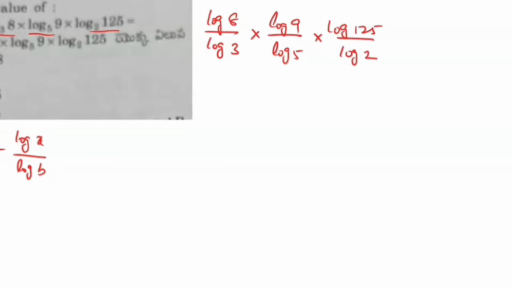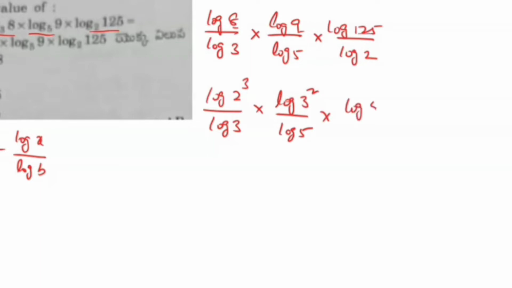Next step, this log 8 is there. Now 8 we can write as 2 cube. So log 2 cube by log 3, multiplied with 9 which can be written as 3 square. So log 3 square by log 5, multiplied with log 125, and 125 can be written as 5 cube, so log 5 cube by log 2.